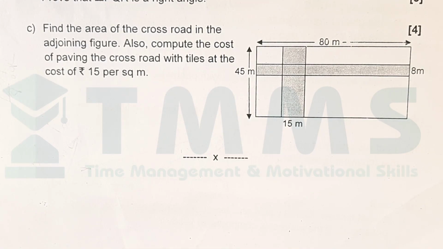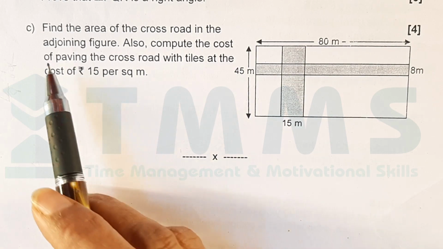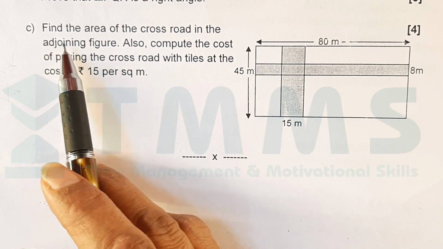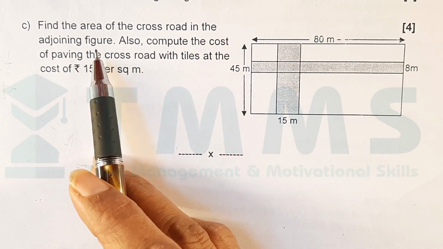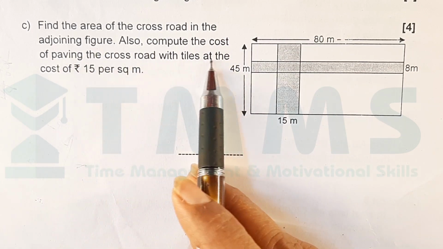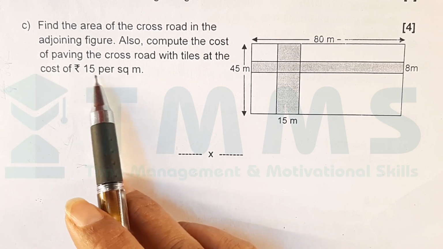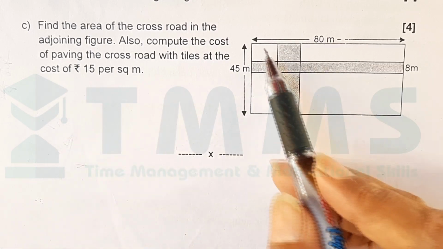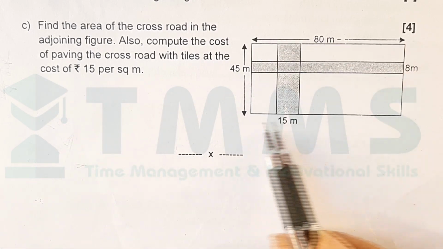Let us come to one more question. This is again from a paper. You can see, find the area of the crossroad in the adjoining figure. Also compute the cost of paving the crossroad with tiles at the cost of rupees 15 per square meter. And you can see that there is the area here.